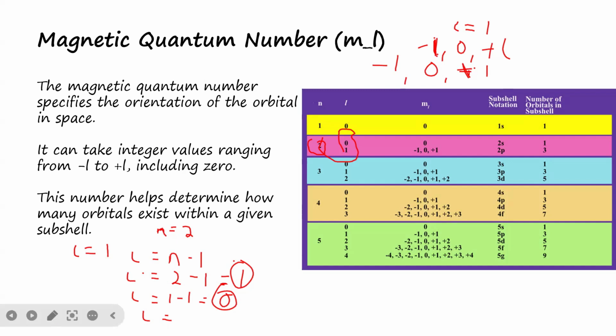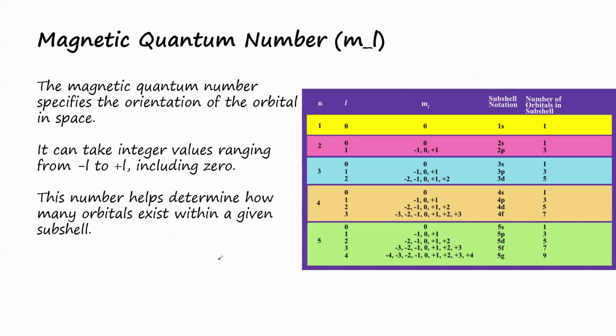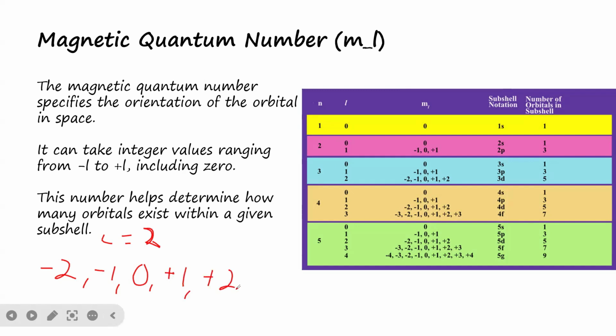Let me give another example. Let's say L is equal to 2. Since the range of values is minus L, 0 to plus L, we start with minus 2, then minus 1, then 0, then plus 1, and the last one is plus 2. And if L is equal to 3, then it is minus 3, minus 2, minus 1, 0, plus 1, plus 2, plus 3.